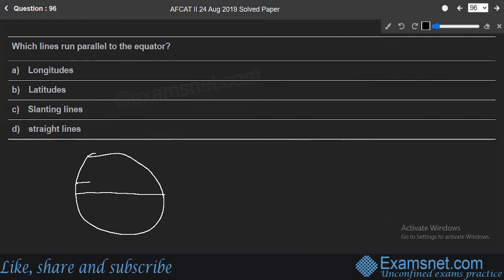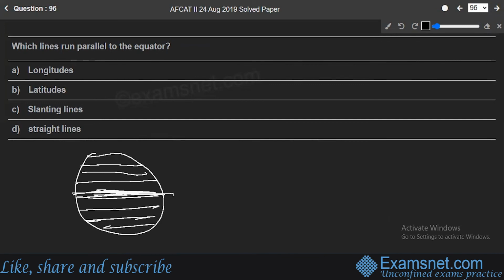Right. This is the equator, which passes exactly through the center of the Earth, and these lines of latitude are parallel to the equator. So latitude lines run parallel to the equator. It's not longitude, not slanting lines, not straight lines. These lines are called lines of latitude, which are parallel to the equator of the Earth.